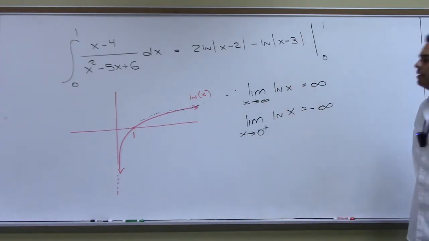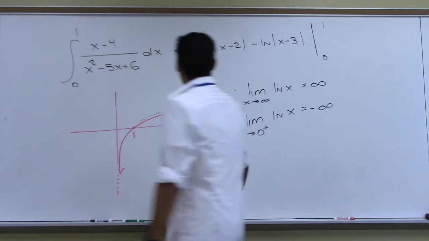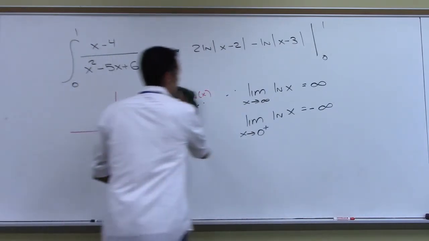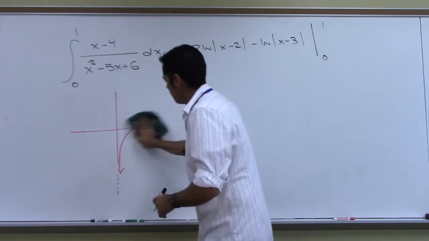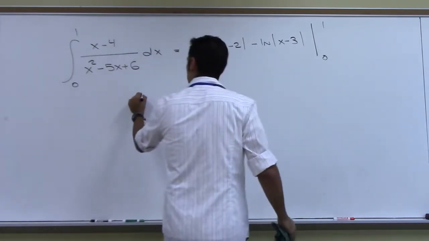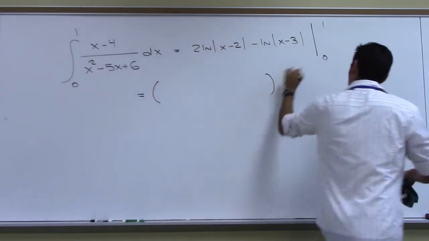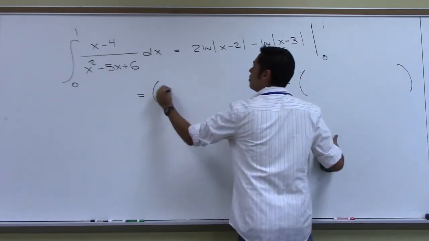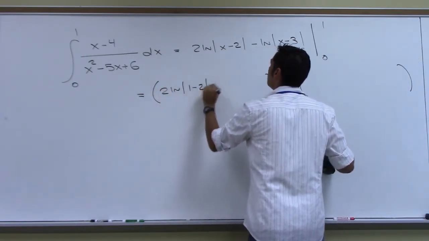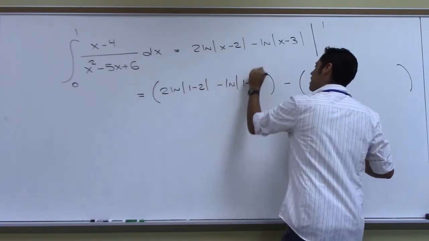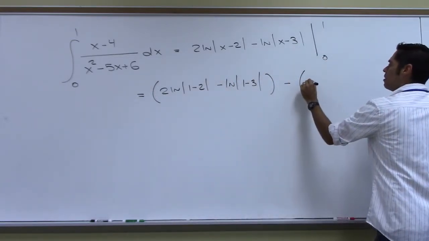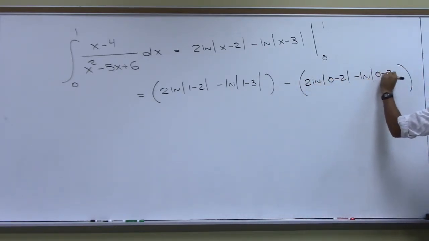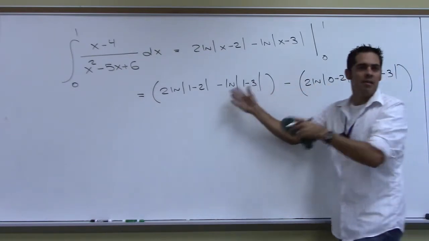Okay, back to this. Sorry. So we're going to have two sets of parentheses here, subtraction sign between them. First plugging in 1, I get 2 natural log of 1 minus 2 minus natural log of 1 minus 3. And then plug in 0, 2 natural log of 0 minus 2 minus natural log of 0 minus 3. I'm not saying absolute value, but it's in there, right?